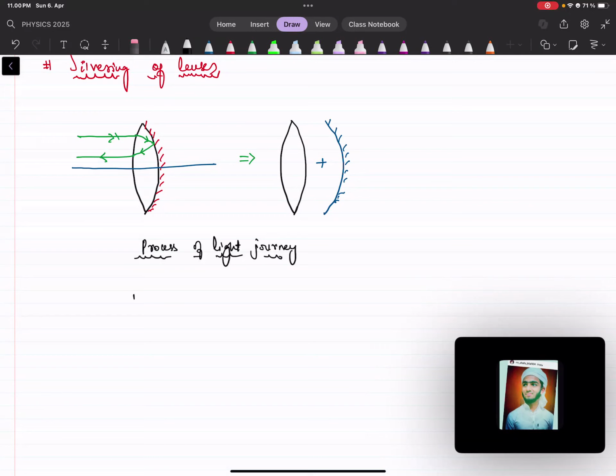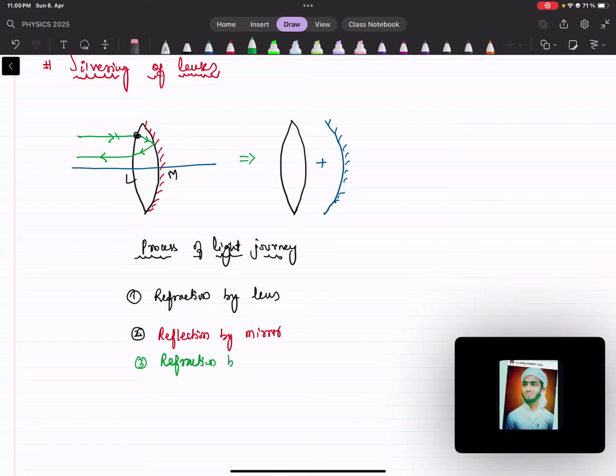Now tell me, first one, the ray will touch your lens. This is the lens, this is the mirror. So first one is, it undergoes the refraction by lens. Second step, it undergoes reflection. It undergoes the reflection by whom? By your mirror. Third one again, it undergoes a refraction by your lens. That means it is touching the lens 2 times and mirror 1 time.